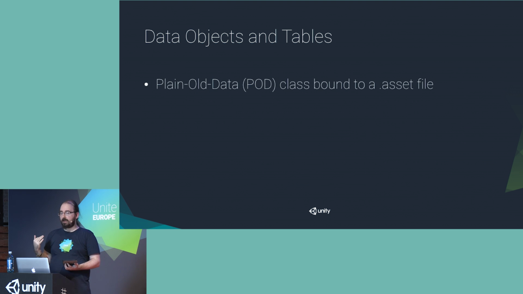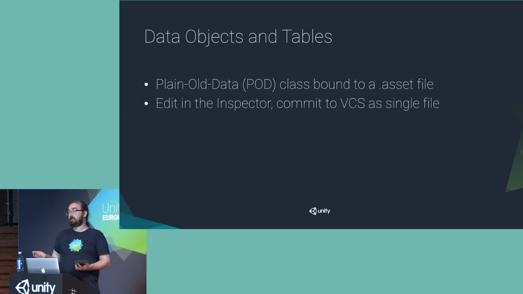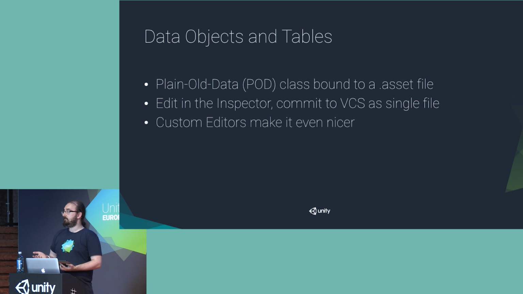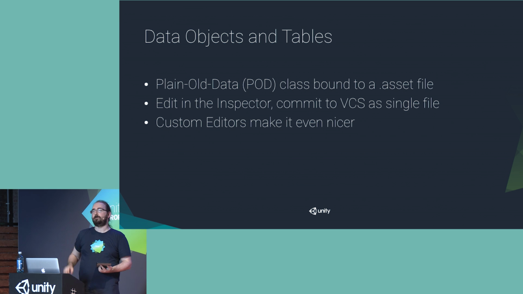So taking a plain old data class, binding it to an asset file so you can just click it in the project window and start changing the values in the inspector. And then, of course, commit the whole thing to version control as a single file. So you want to go in as a game designer and tweak something. You can just get that one file in the project and tweak it without touching the scene file at all, without touching prefabs or whatever that the artists are working on. Custom editors make it even nicer. I definitely recommend sticking custom editors on top of this stuff so you can get a really good full asset experience.